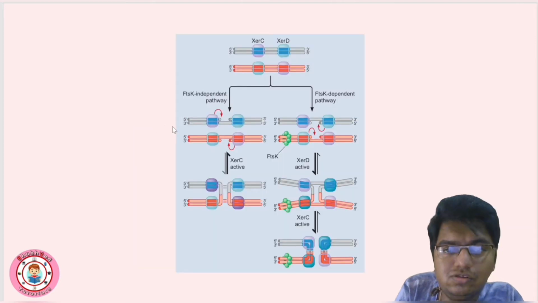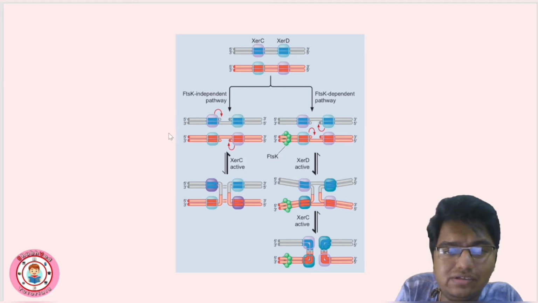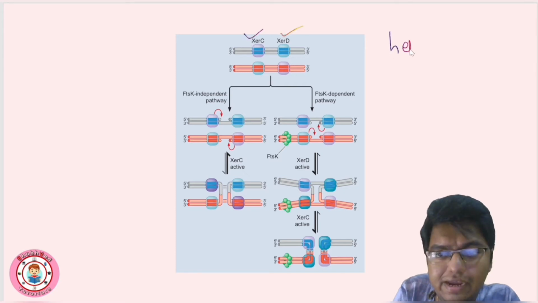As we saw, this is an example of the tyrosine recombinase family. Here there will be formation of a Holliday junction intermediate: first strand cleavage, then joining, then Holliday junction formation, and then second strand cleavage. This is done by basically two enzymes, as we saw, XerC and XerD. This is the heterotetramer.